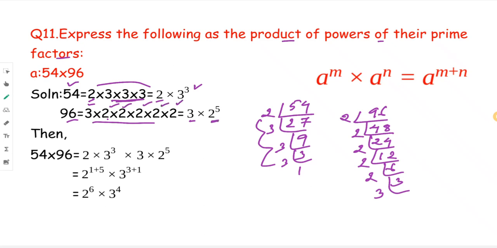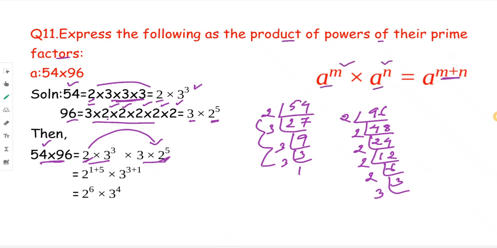Now keep them together, right? So 54 is how much? 2 into 3 to the power 3. 96 is how much? 3 into 2 to the power 5. So you can see this 2 and 2, right? 1 is 2 to the power 1 multiplied by 2 to the power 5. Same base, different power, I can add their power.